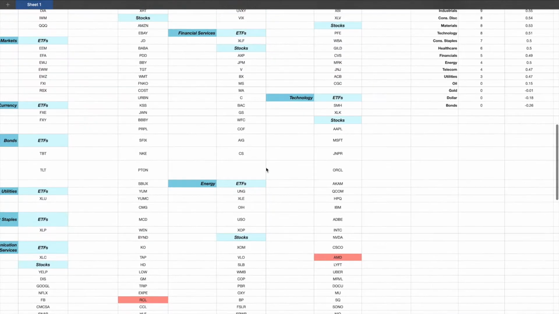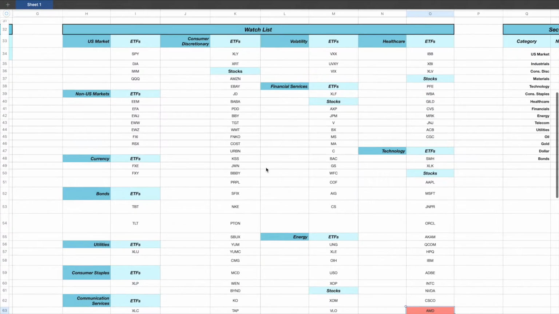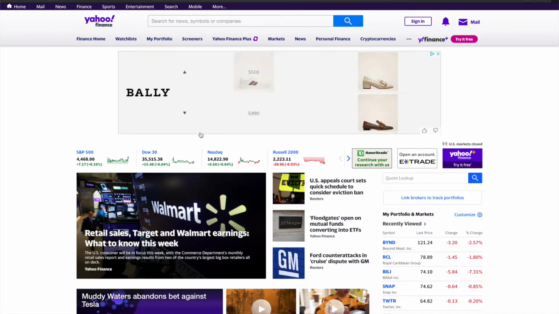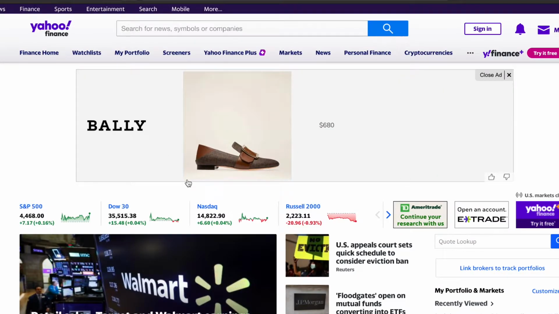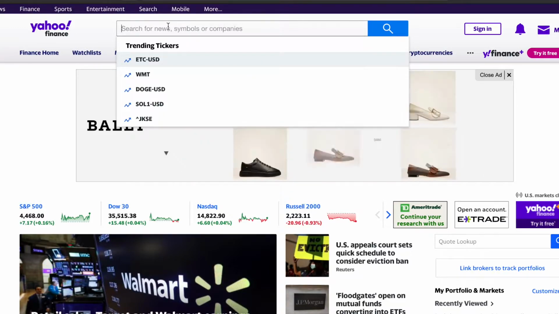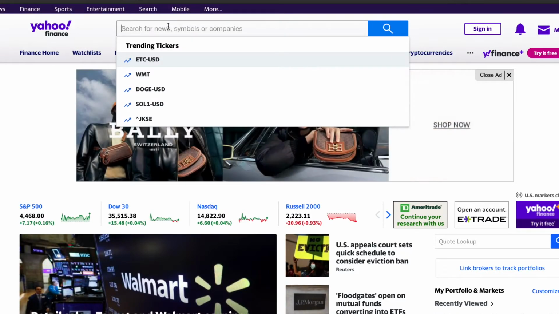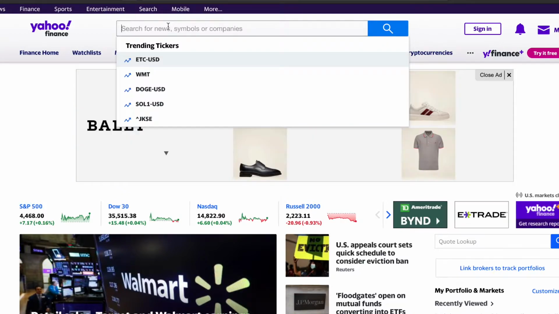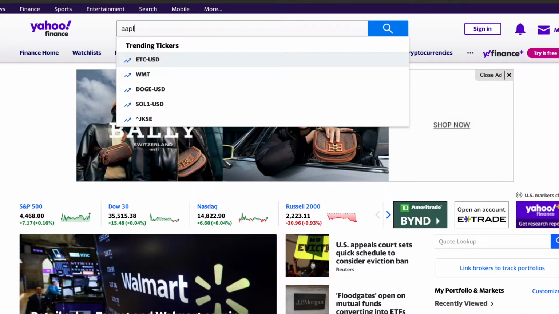So now this begs the question of how do you know which sector or industry these various stocks or ETFs belong to? And for me, the way I did this, it's very simple. So if I come over here, this is Yahoo Finance. And once you come to this page, you can just go up here to this text box and you can enter the ticker symbol of any stock or ETF that you want. So for example, let's type in AAPL for Apple.